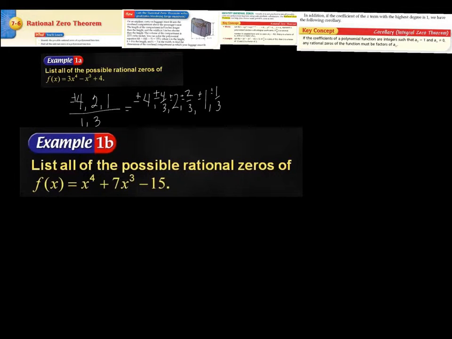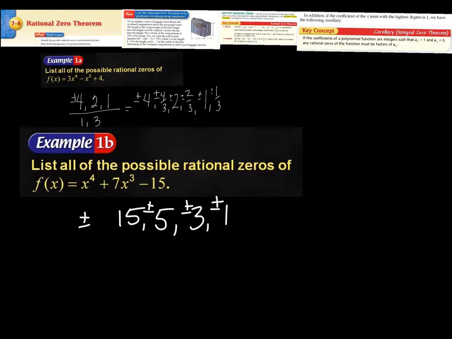So it's better when the lead coefficient is 1, because then all we have is factors of 15 over factors of 1, which is 1. So we don't even need that part. We could just do the factors of 15. And so the factors of 15 are just 15 of course, 5, 3, and 1, and they could all be positive or negative.